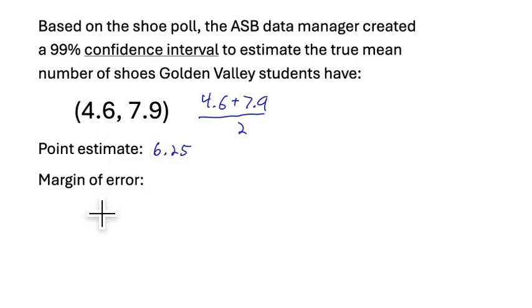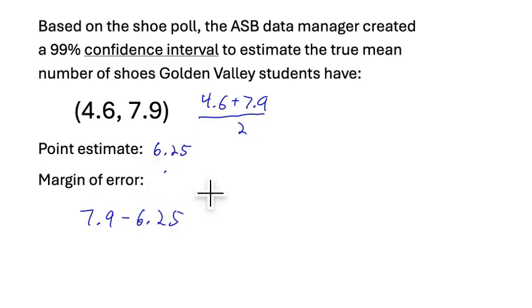Now, the margin of error tells us how much the estimate could vary from the true value. In other words, it shows the possible amount of error in the result. So to calculate the margin of error, we're going to take one of the endpoints of the interval and subtract the point estimate.